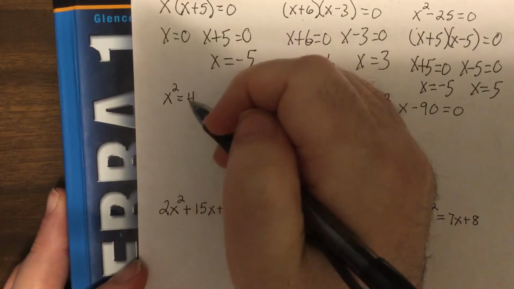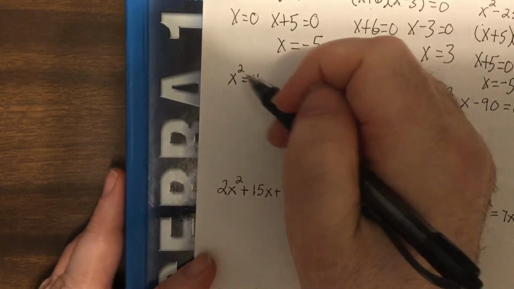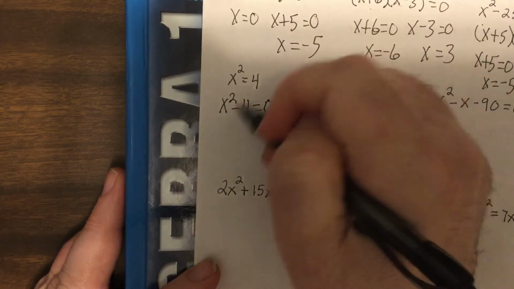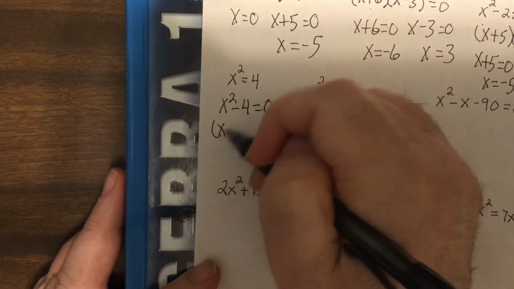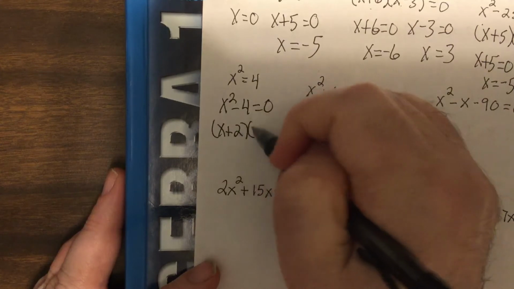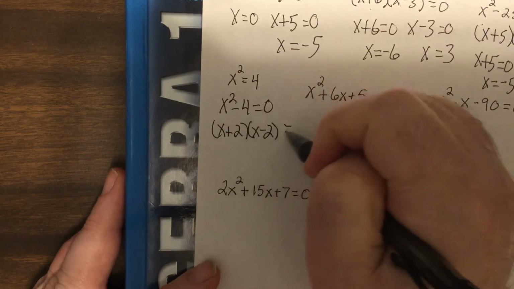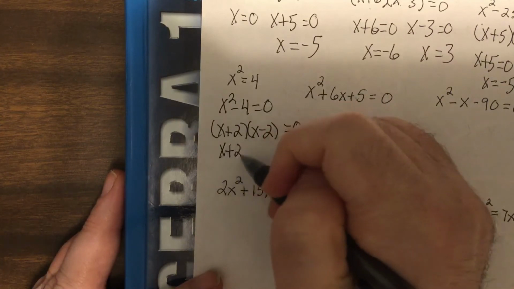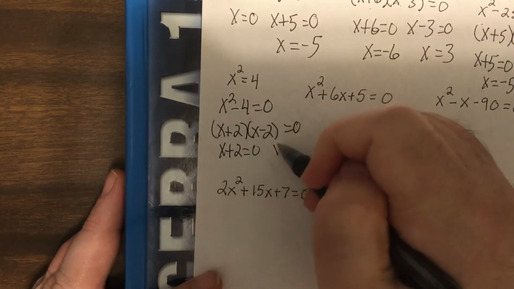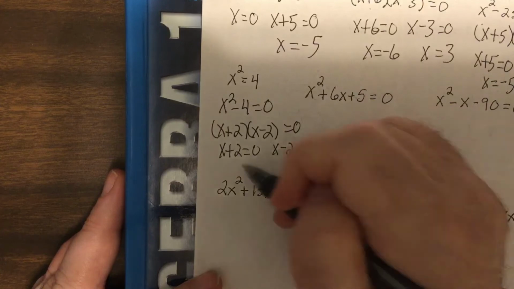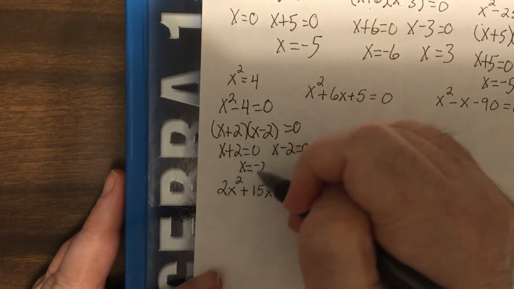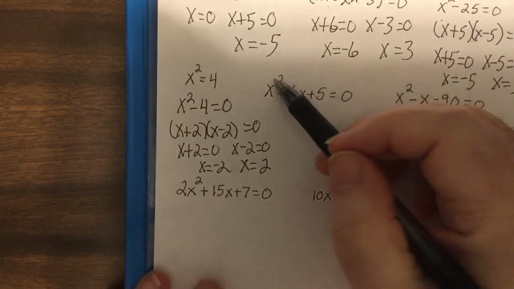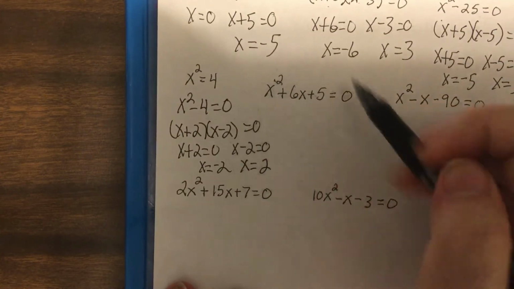So this one, I need to factor it, so I'm going to get everything to one side. Now when we do radicals, there's actually a shortcut to this, but okay. So (x plus 2)(x minus 2) equals 0. So this would be x plus 2 equals 0, x minus 2 equals 0. So x equals -2, or x equals 2. Now, the highest power always tells you how many answers there are.